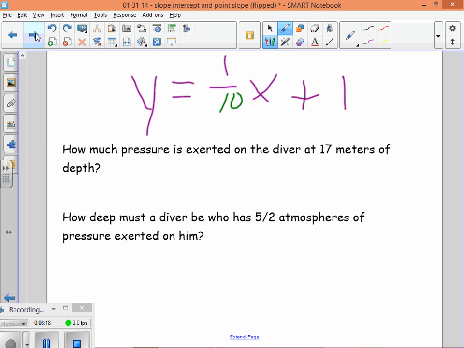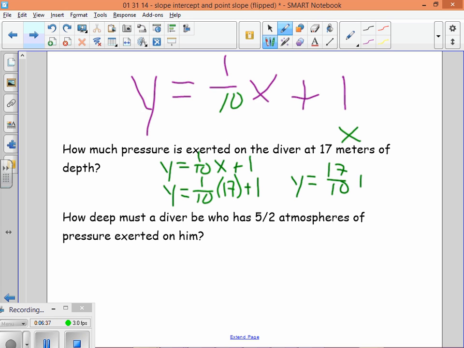So I'm going to just replace my depth with my x, and so I have y equals 1/10 x plus 1. Y equals 1/10 times 17 plus 1. And so I get y equals 17 over 10 plus 1, or y equals 1.7 plus 1 equals 2.7. So he's going to have 2.7 atmospheres of pressure.